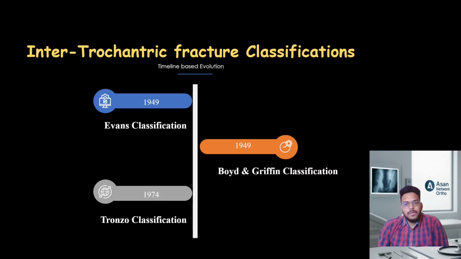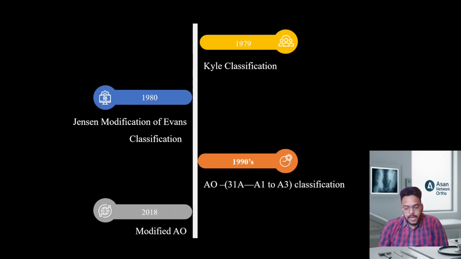Evans is the person who has given the first classification for intertrochanteric fractures, that is in 1949. In the same year, then Boyd and Griffith gave the classification. Then many other classifications came one by one: in 1974 Tronzo's classification, then in 1979 Kyle classification, 1980 Jensen's modification of Evans classification, then in the 1990s came our AO classification, then in 2018 the AO classification got modified.